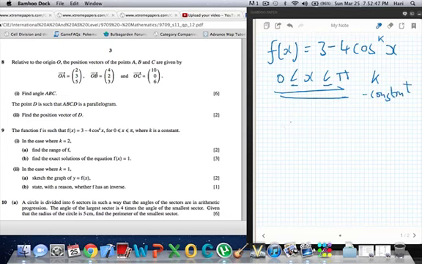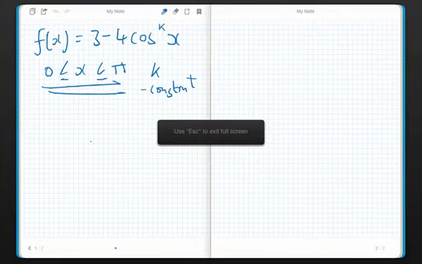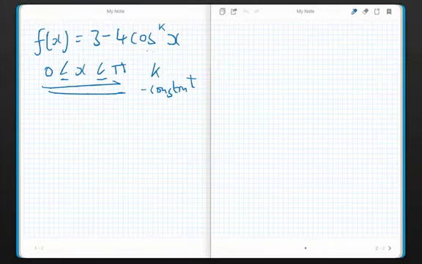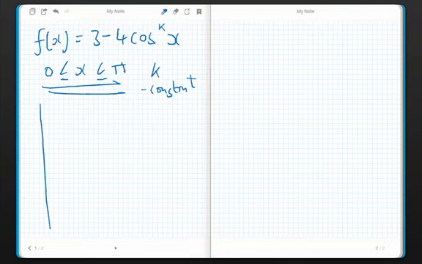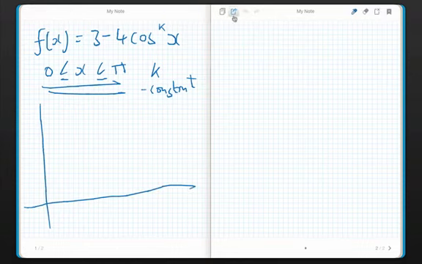Now in the first case, where k is equal to 2, part a is: find the range of f. Now I'm just going to make this full screen. It's easy to find the range as long as you graph the function. Graphing the function is important for trigonometric functions. If you want to find the range of it, you'll have to graph it. So the function that we have to graph is basically 3 minus 4 cos squared x.